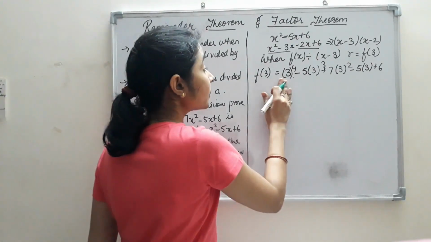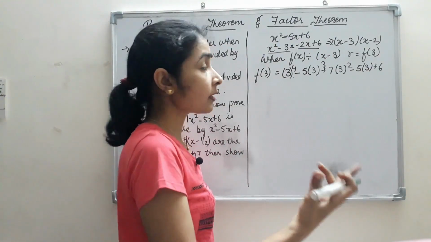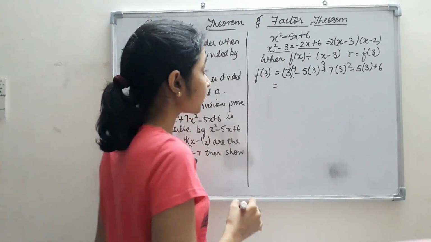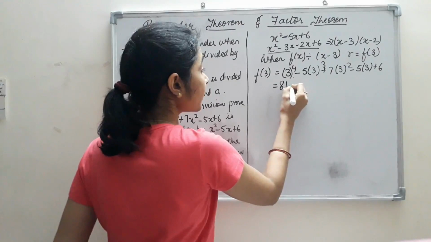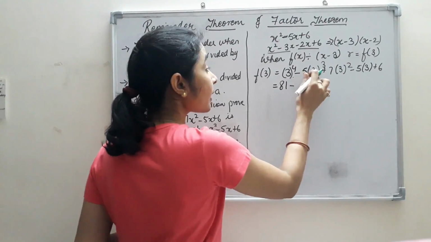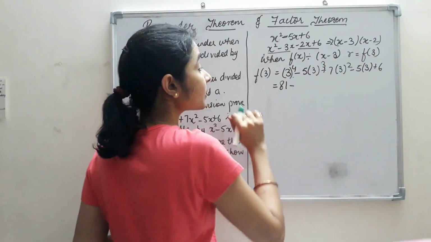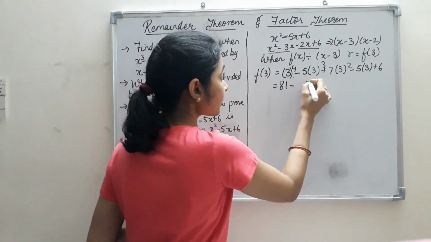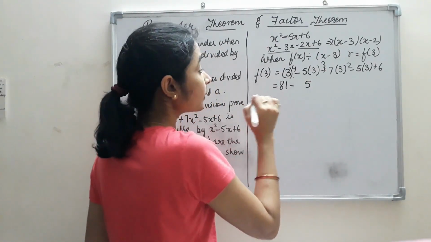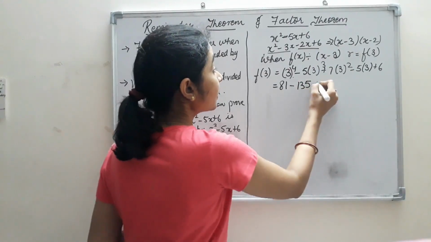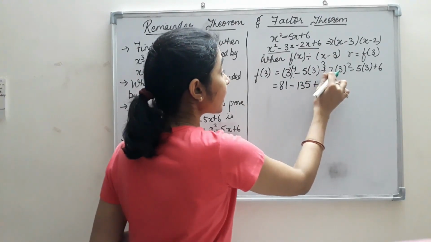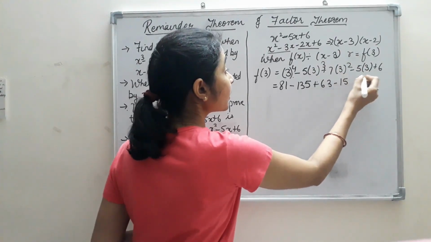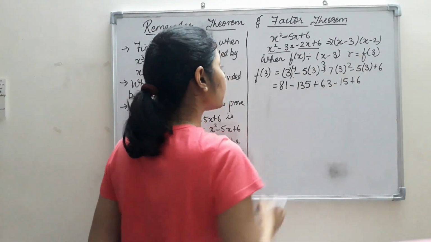Okay, so here 3 raised to the power 4, 3 3s are 9, 9 3s are 27, and 27 3s are 81. Okay, so here we get 81 minus 3 3s are 9, 9 3s are 27, and 27 multiplied by 5 we are supposed to do. So 5 7s are 35, and 5 2s are 10, plus 3 5s are 135, plus 3 3s are 9, and 9 7s are 63, minus 5 3s are 15, plus 6.